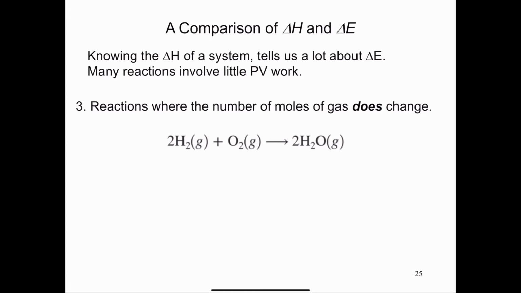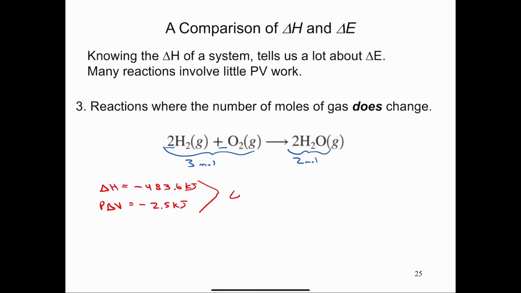So for instance, let's take a look at this reaction. It's the combustion of hydrogen. We have 3 moles of gas over here, 3 total moles of gas, right? 2 and 1. And then we're producing 2 moles of gas. For this specific reaction, the delta H, I'll write it down here, is equal to minus 483.6 kilojoules. And the P delta V, I've already gone ahead and calculated that, is equal to minus 2.5 kilojoules.